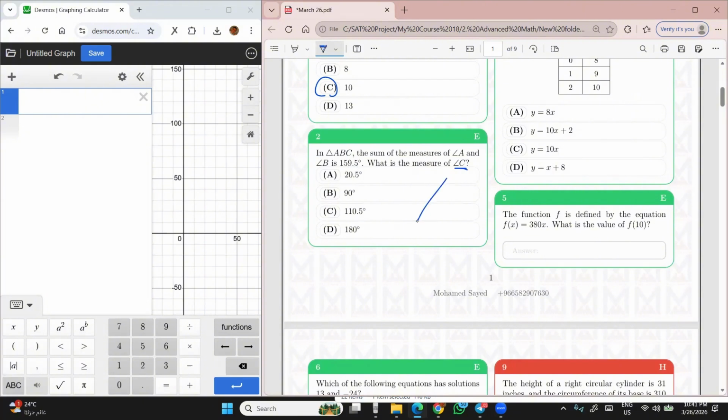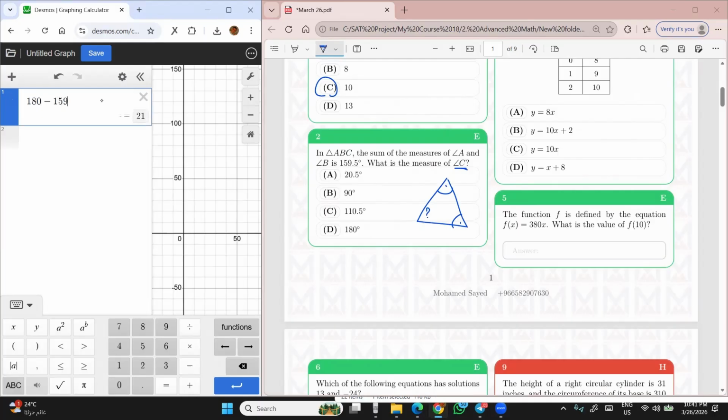So we have a triangle like this. 159.5 is the total of these two angles together. So the remaining angle is 180 minus 159.5. You can just write 180 in Desmos minus 159.5, and you get 20.5, as you can see here. So the answer is letter A.